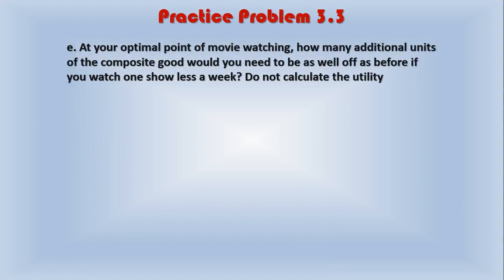Part E, at your optimal point of movie watching, how many additional units of the composite good would you need to be as well off as before if you watched one less show a week? Do not calculate utility. So you're at the optimal point of movie watching. It's asking how many additional units of the composite good would you need to be as well off as before if you watched one less show a week. So basically, how much of that composite good do you need in order to maintain the same level of utility, meaning you stay on that indifference curve?